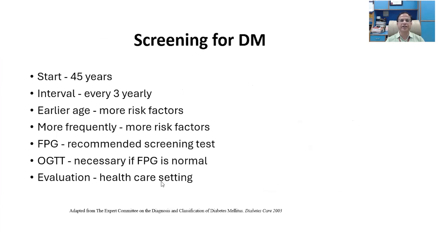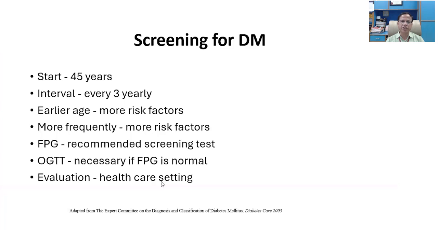So who should be screened? Anybody who has a family history of diabetes should be screened, or start at the age of 45 years. If normal, it should be repeated every 3 years. If there are more risk factors like obesity, hypertension, physical inactivity, family history, central obesity, smoking, then this can be started early, even at 35. If risk factors are there, we can do it more frequently.